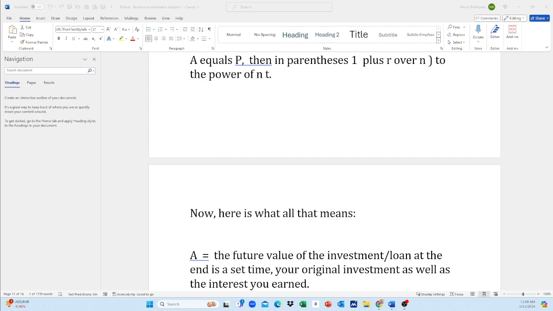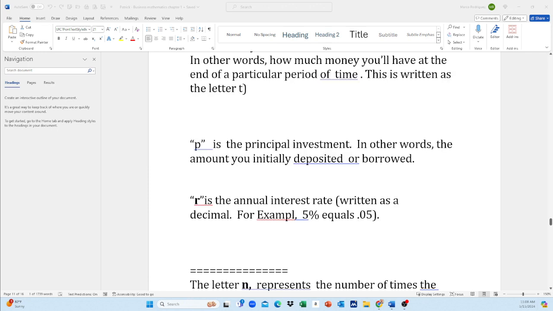Now, here's what all that means. A equals the future value of the investment/loan at the end of a set time, your original investment as well as the interest you earned. In other words, how much money you'll have at the end of a particular period of time. This is written as the letter T. P is the principal investment. In other words, the amount you initially deposited or borrowed. R is the annual interest rate, written as a decimal. For example, 5% equals 0.05.